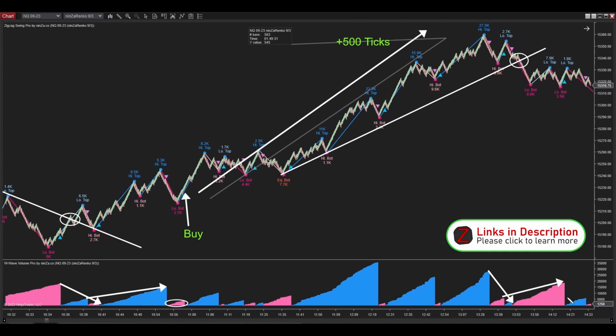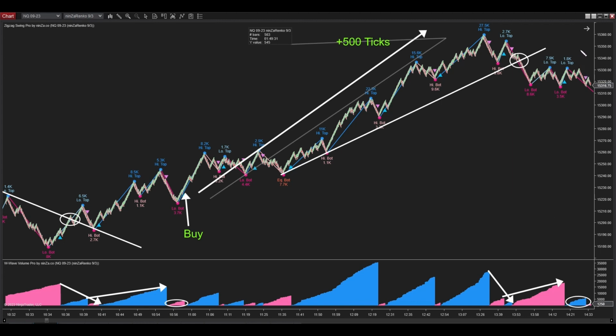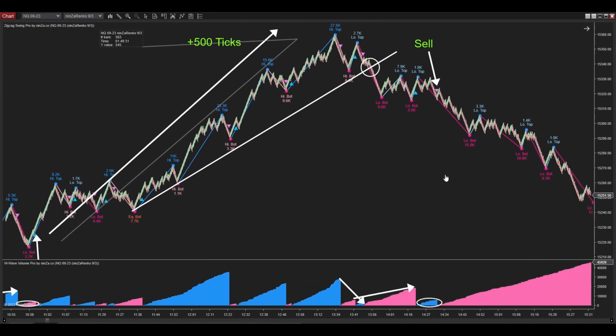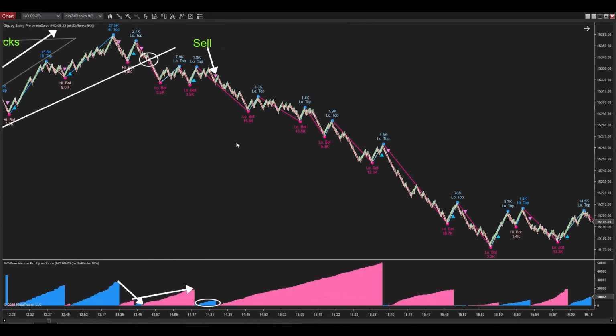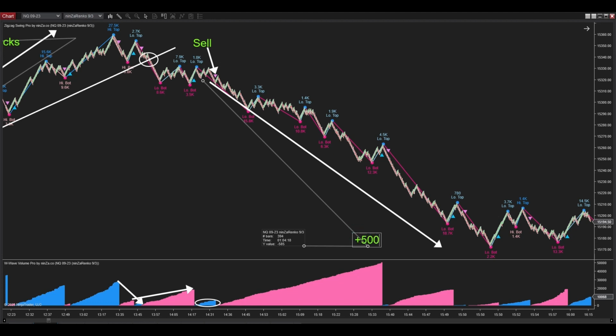Moreover, the subsequent buy volume cluster stands 50% lower in height when compared to the prior sell cluster. This suggests that the buyers have failed to regain dominance. Therefore, I will enter a sell position at this sell signal generated by W-Wave Volume Pro. We've got an accurate sell signal as the price maintains its downward trajectory by 500 ticks.